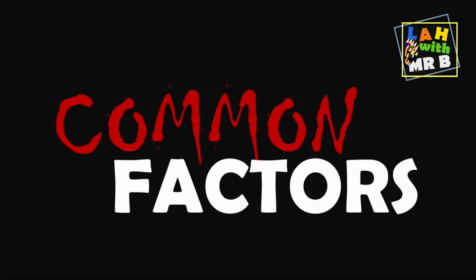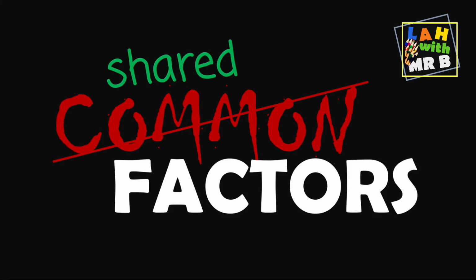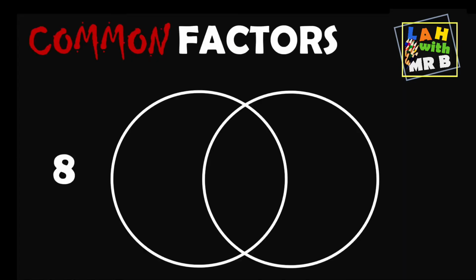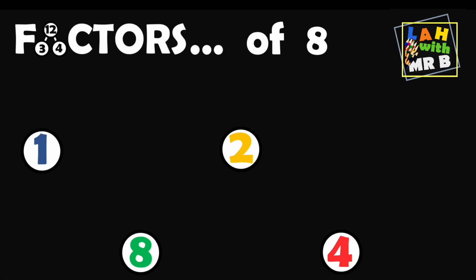Next up, we have something that sounds kind of scary, but I promise it isn't. Those are common factors. In this case, common is just another way of saying shared. So really, they're just factors that are shared by 2 different numbers. Let's have a look at some examples. Let's figure out the common factors between 8 and 12. Let's go back to the factors of 8 that we found earlier. We found that 1, 2, 4, and 8 are all factors of 8, so we can add them into our diagram.